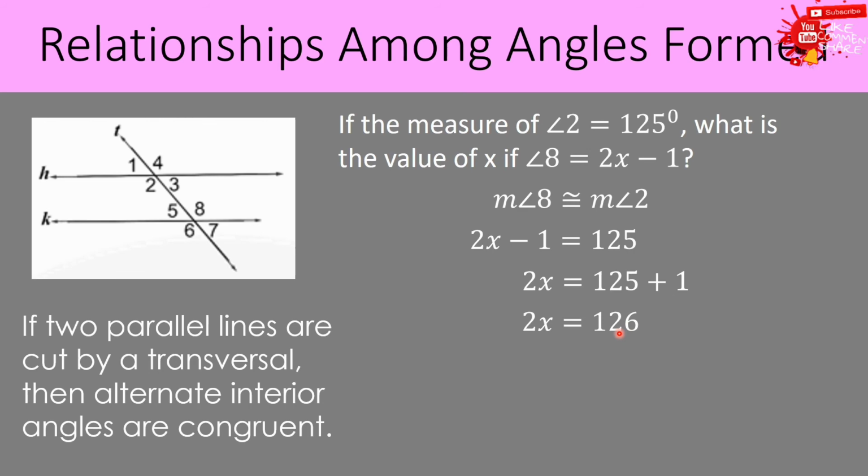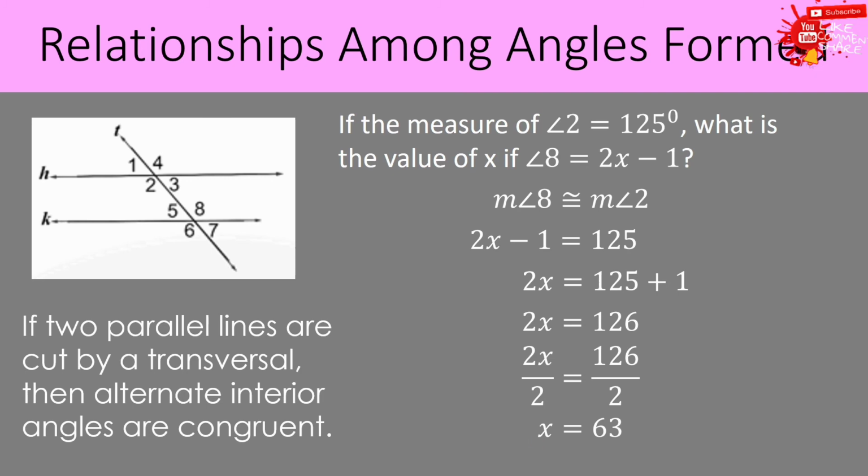Now, to solve for x, we divide both sides of the equation by 2. So, we have 2x over 2 is equal to 126 over 2. By division, 2x divided by 2 is x, and 126 divided by 2 is 63. Therefore, the value of x is equal to 63. Do you have any question regarding the application of algebra in parallel lines cut by a transversal?